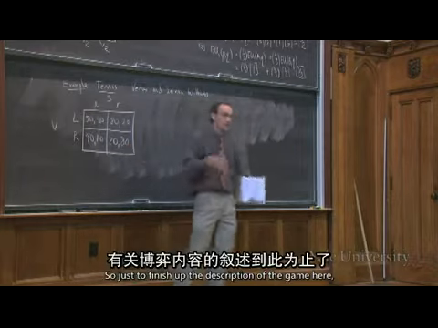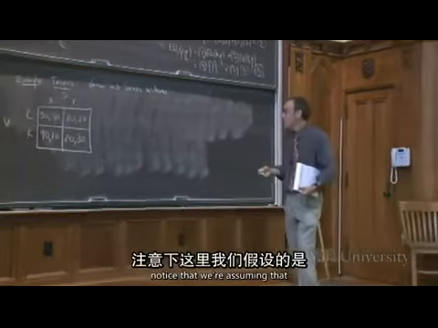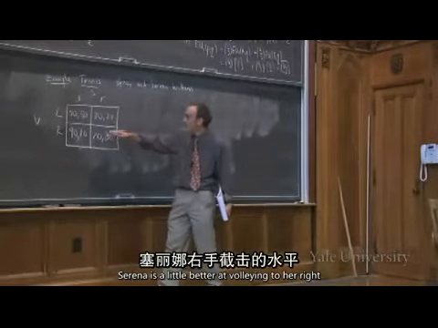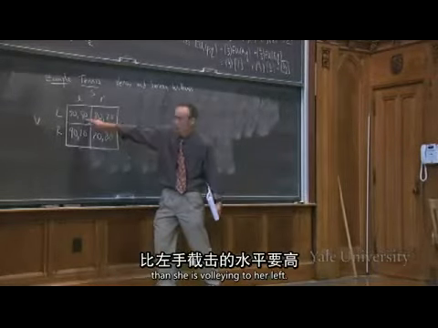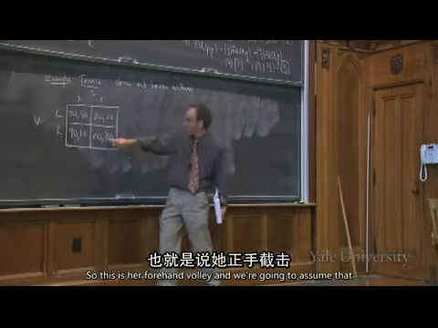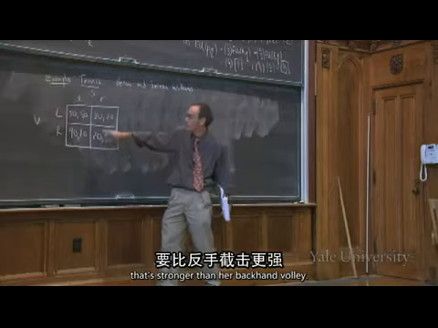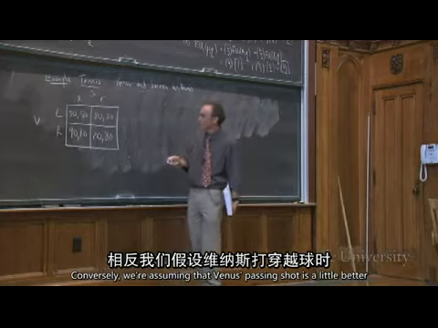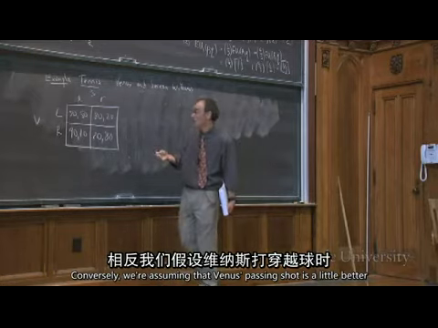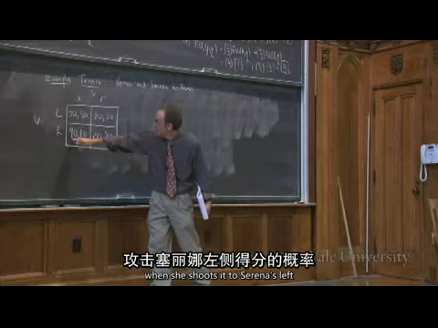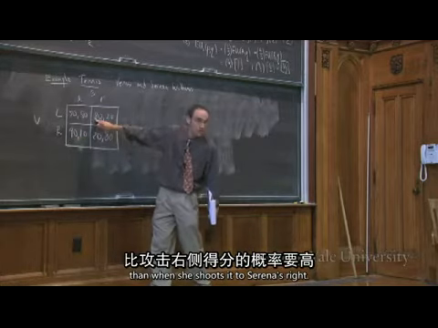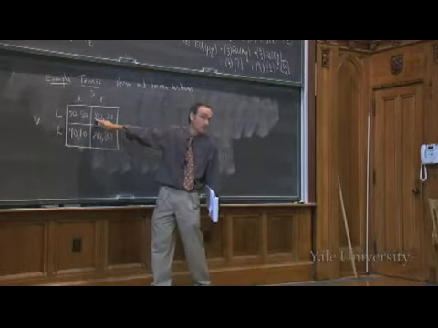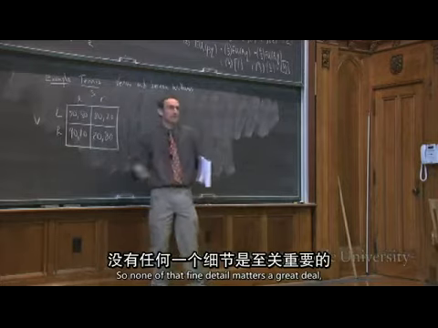All right? So just to finish up the description of the game here, notice that we're assuming that Serena is a little better at volleying to her right than she is volleying to her left. So this is her forehand volley, and we're going to assume that that's stronger than her backhand volley. And conversely, we're assuming that Venus's passing shot is a little better when she shoots it to Serena's left than when she shoots it to Serena's right. This is her cross-court passing shot, and this is her down-the-line passing shot.